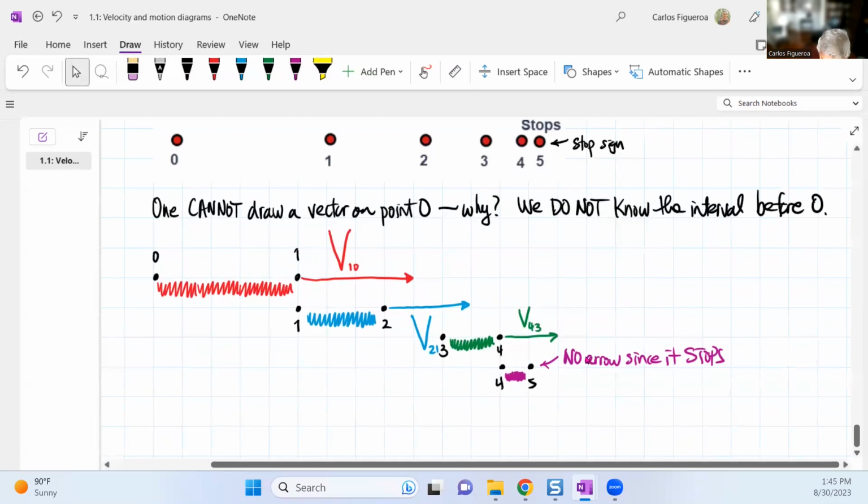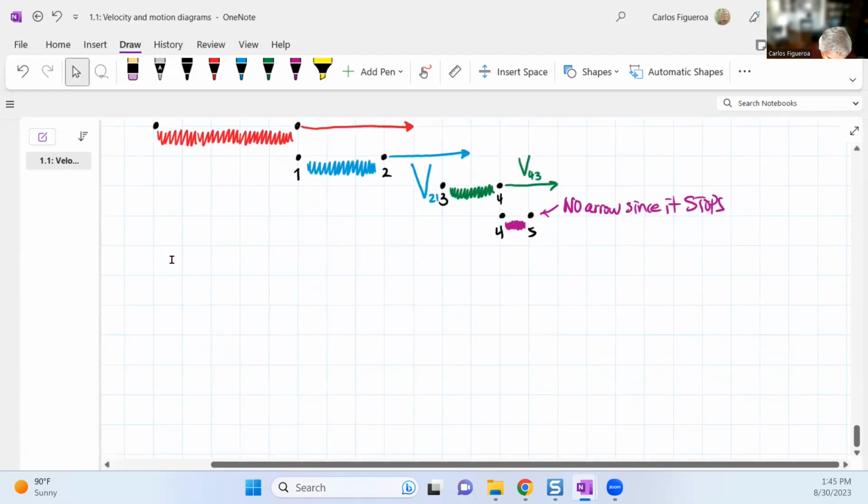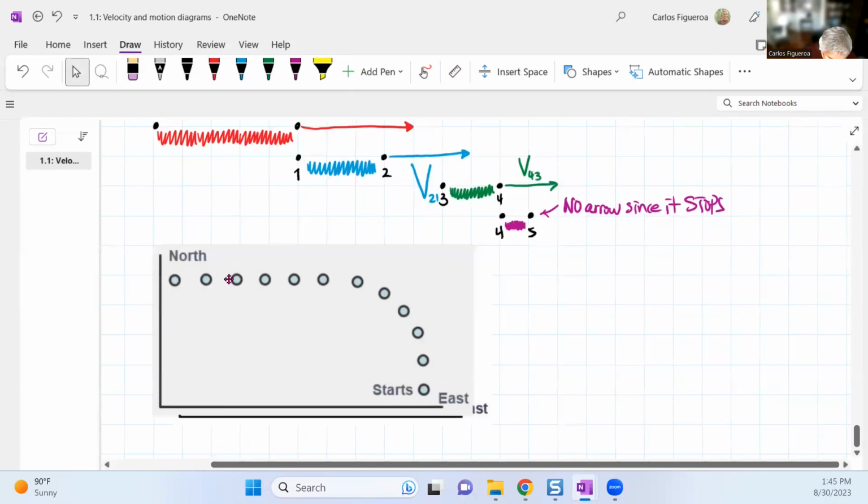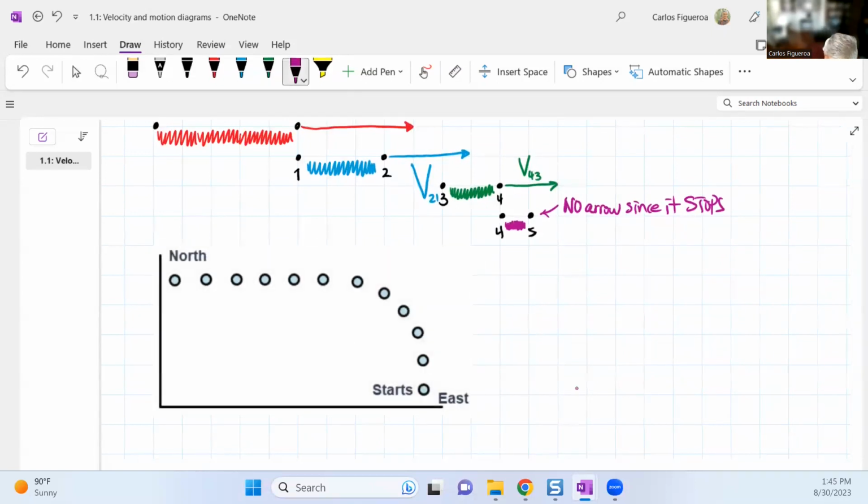That would be the motion diagram right there. So now let's look at the next one here. The next image that we have is this guy. And what I'm seeing here is that you could see that this starts right here. So if this starts, what am I actually seeing here?